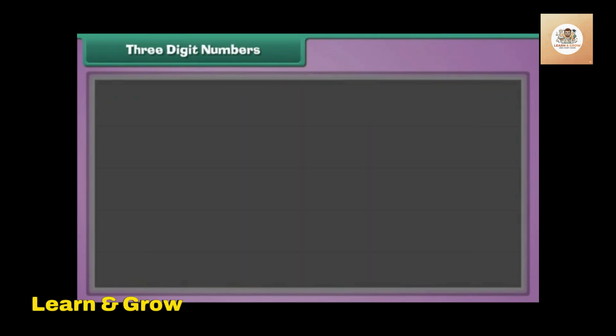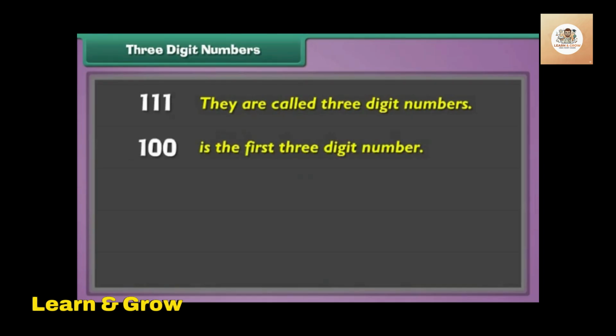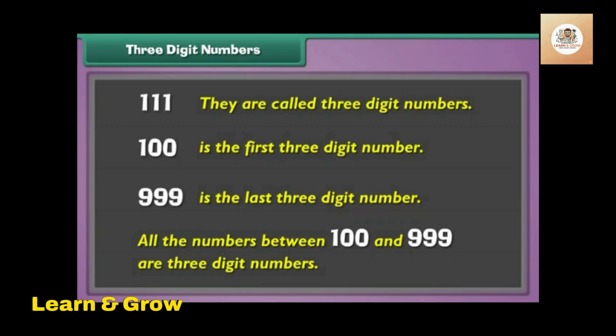3-digit numbers. Numbers that have 3 digits in them are called 3-digit numbers. 100 is the first 3-digit number. It is the smallest 3-digit number. 999 is the last 3-digit number. Therefore, it is the largest 3-digit number. All the numbers between 100 and 999 are 3-digit numbers.